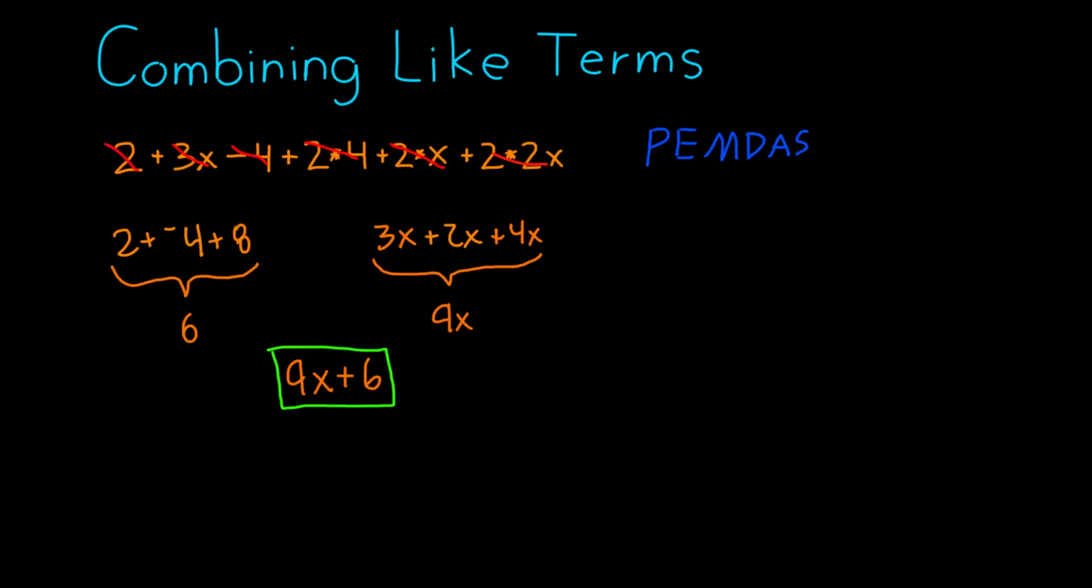Let's draw some quick lines. So we have the 2 is here. The 3x went here. The negative 4 is this one. The 2 times 4 is right here. 2x right there. And 2 times 2x is this. Okay, and so in the end, this whole giant, ugly, scary-looking equation turns into something very clean and simple, all right? And that is because we combined like terms.